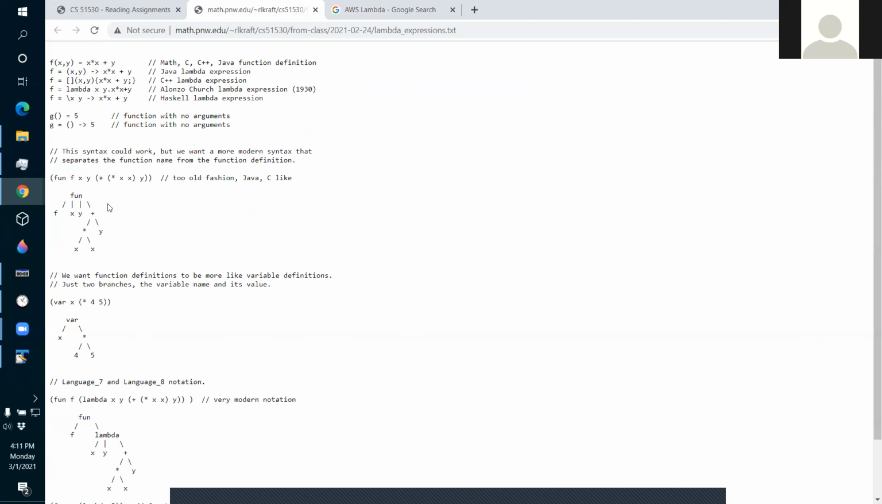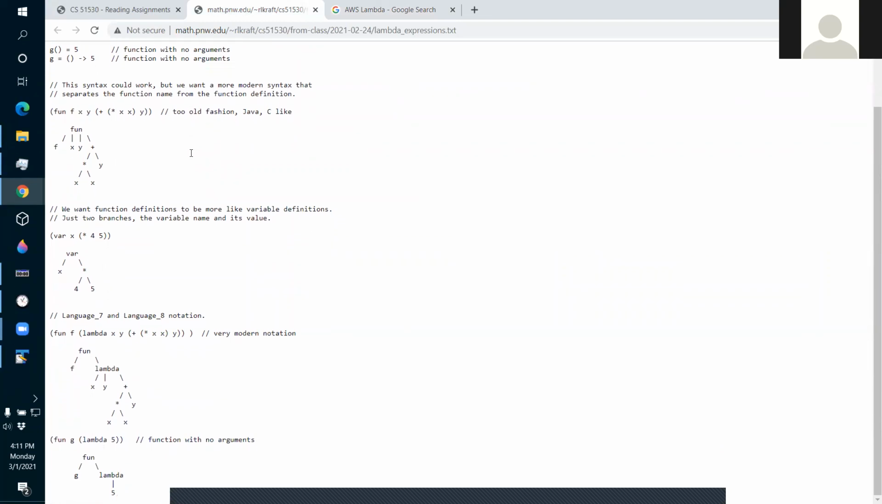But that's not modern enough. We want to separate. See, this blurs everything together. So I created a different syntax that said function f of lambda. So now the syntax is function. I'm defining f. F is the name, and lambda is the function.